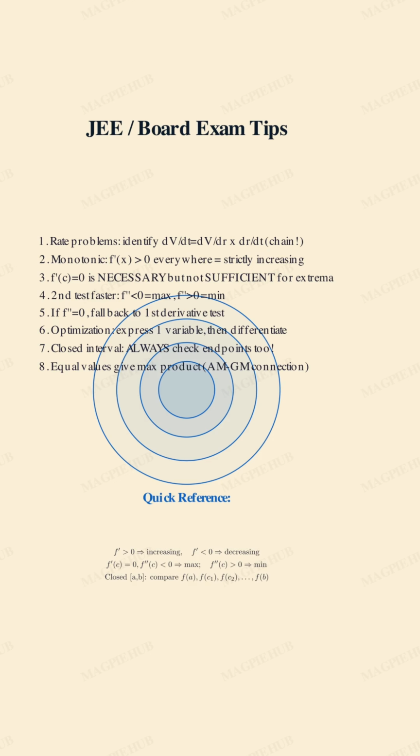Sixth, for optimization, express everything in one variable first. Seventh, on a closed interval, always check endpoint values, they might give the absolute max or min. Eighth, equal values give maximum product, this connects beautifully with the AM-GM inequality.